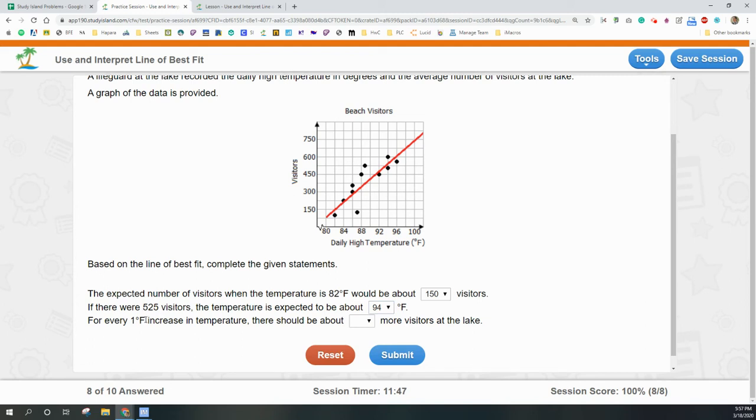Next, for every 1 degree increase in temperature, there should be about blank more visitors at the lake. Now, a 1 degree increase in temperature is moving 1 degree over on the x-axis. When you find your slope, what you're finding is how the y value changes as the x value increases by 1. So all we have to do to find that is take 2 points that we just found and find the slope.